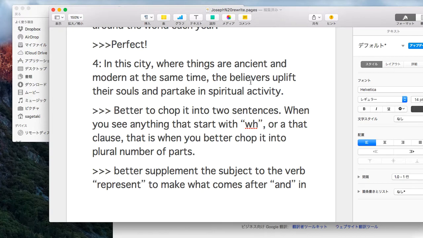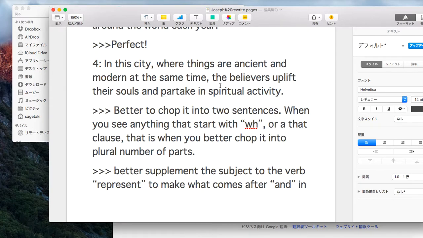The believers. Okay, the believers. This is the subject, and uplift. Here comes the object. No, excuse me. Verb, and their souls, and here we have the verb partake here. So this is where Google Translation might have a problem. So we must supply what is the subject. If you just trace back at what the subject was, this is talking about believers. The subject should be believers, not the pronoun.